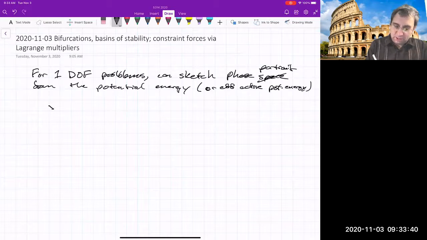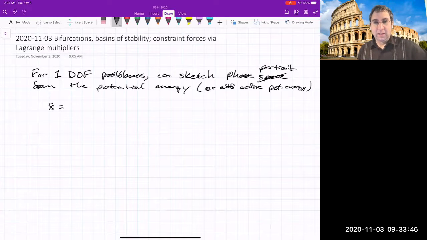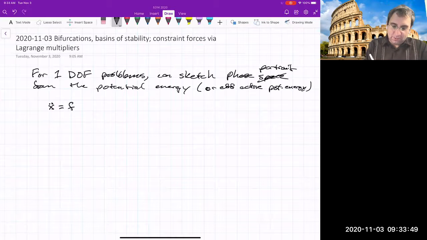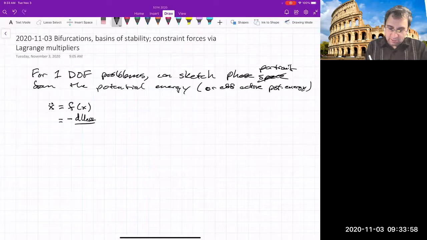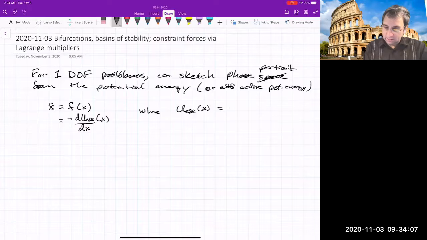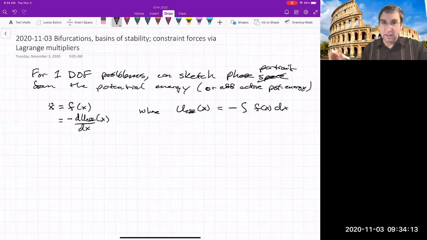Remember what the effective potential energy is? If we have some equation of motion for a scalar variable x, and x double dot equals f of x, then you can always write f of x as the negative derivative with respect to x of a potential energy, where that potential energy is the negative integral of that function, the right-hand side of the second order ODE. And if you've got that, then you can sketch the potential energy.